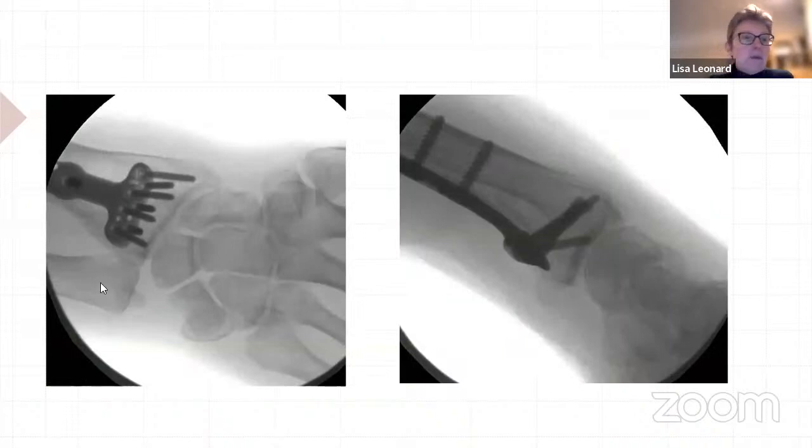So these are the AP and lateral x-rays that you're hoping to get, and this means that you're going to have a nice evening. And if you've got the screws in the joint, you're not going to have a nice evening. But you can see we've corrected the intra-articular step there.